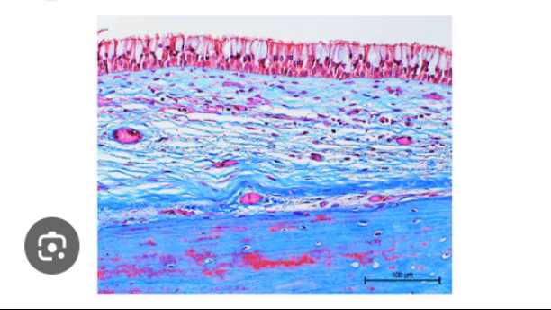Frequently asked questions. 1. What is the Schneiderian membrane, and where is it located in the body? The Schneiderian membrane, also known as the olfactory mucosa, is a specialized mucous membrane found in the nasal cavity and extending into the paranasal sinuses. It lines the nasal passages and sinus surfaces.